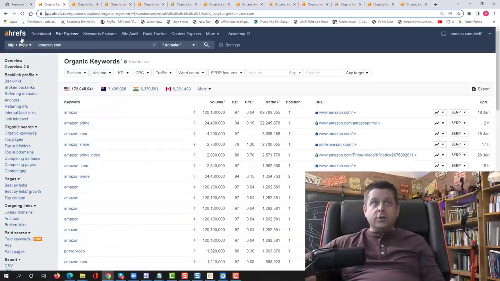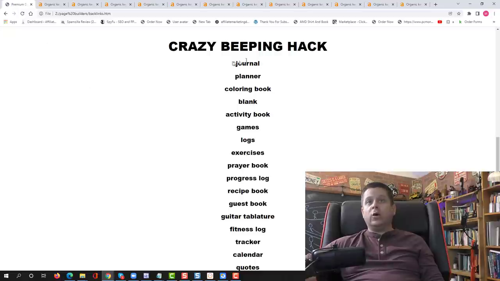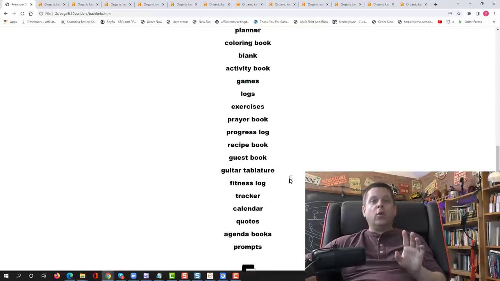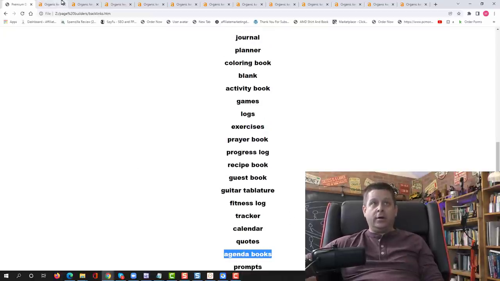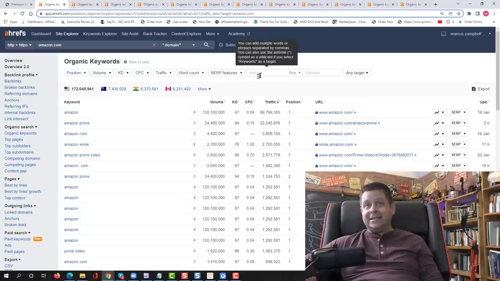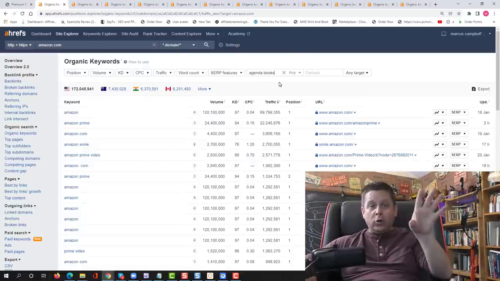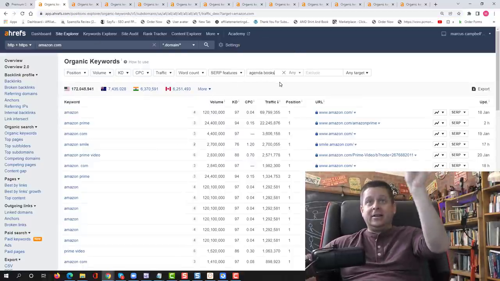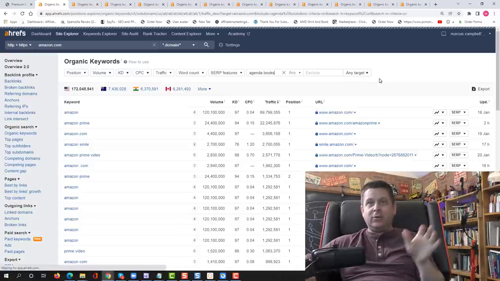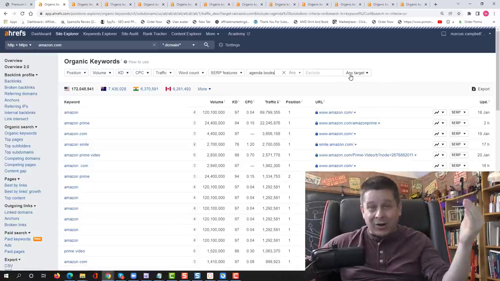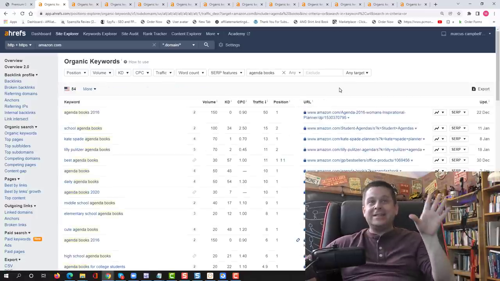So what we're gonna do is go to our keyword tool, type Amazon in like this, then we're gonna take one of our keyword joggers here, like journal or planner or whatever it is, and put that as the isolator to include only keywords on Amazon that include that word. Then we're gonna hit enter, and we're gonna get all kinds of good stuff that we can use to make low content books to make lots of money.